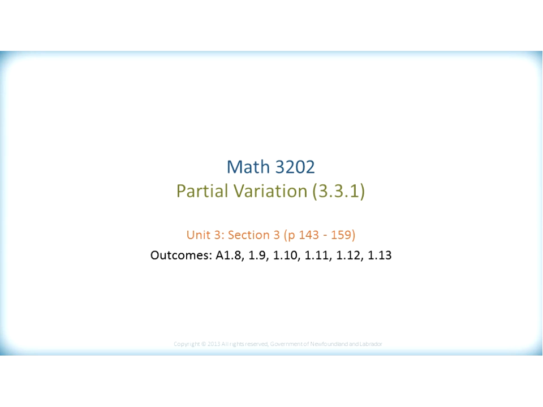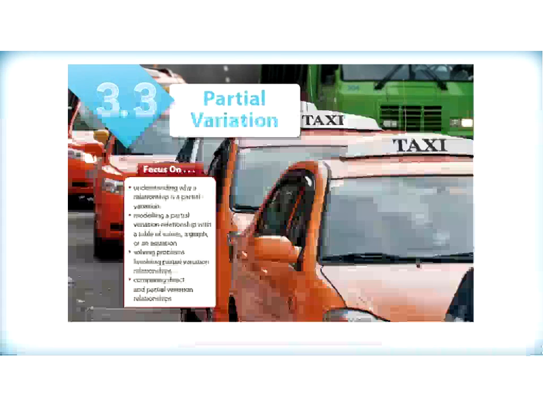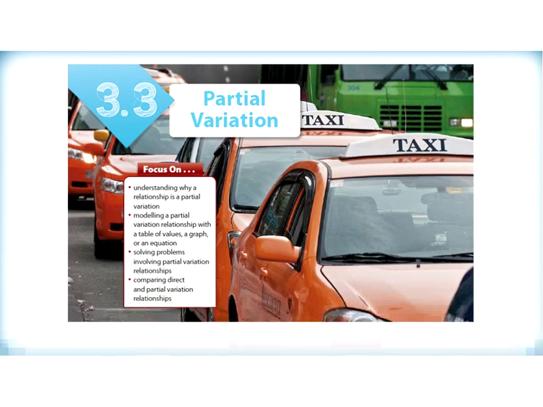This lesson we're going to look at partial variations. We're going to understand why a relationship is a partial variation relation. We're going to model a partial variation relationship with a table of values, a graph, or an equation. We're going to solve problems involving partial variation relationships, and we're going to compare direct and partial variation relationships.